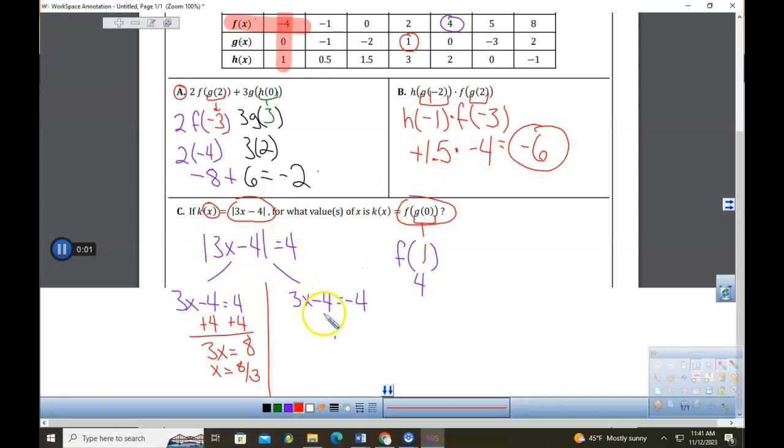And over here, I'm going to do plus 4. And I get 3x equals 0. So x equals 0 is my other answer. So we actually have two values. Because remember, for the absolute value we have to set it equal to the positive and the negative version. Okay? Okay, one in the books.